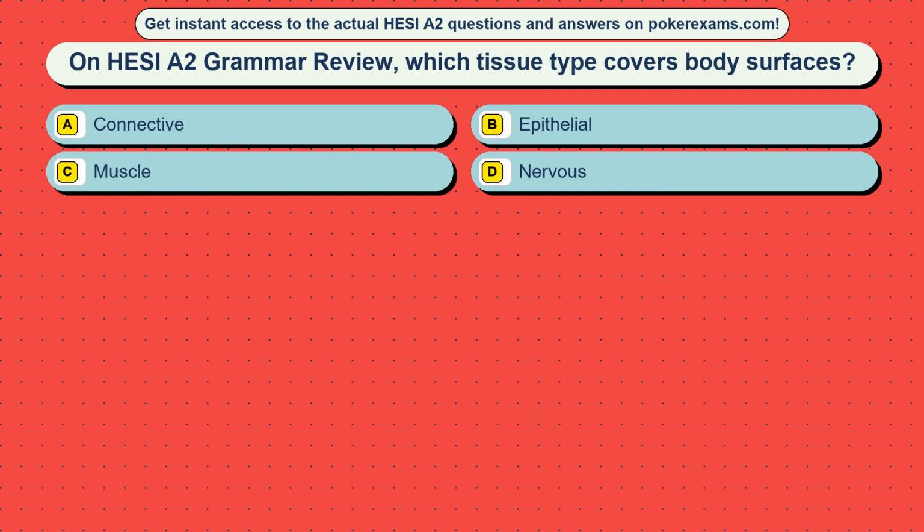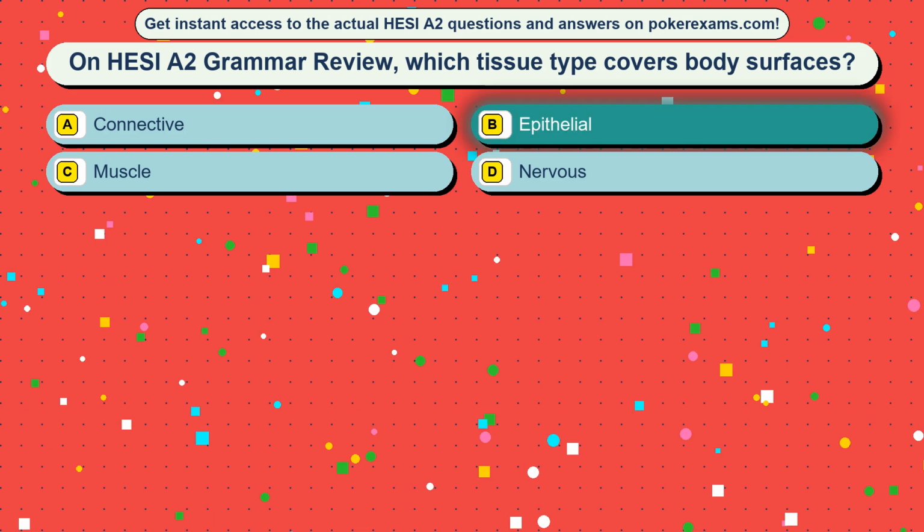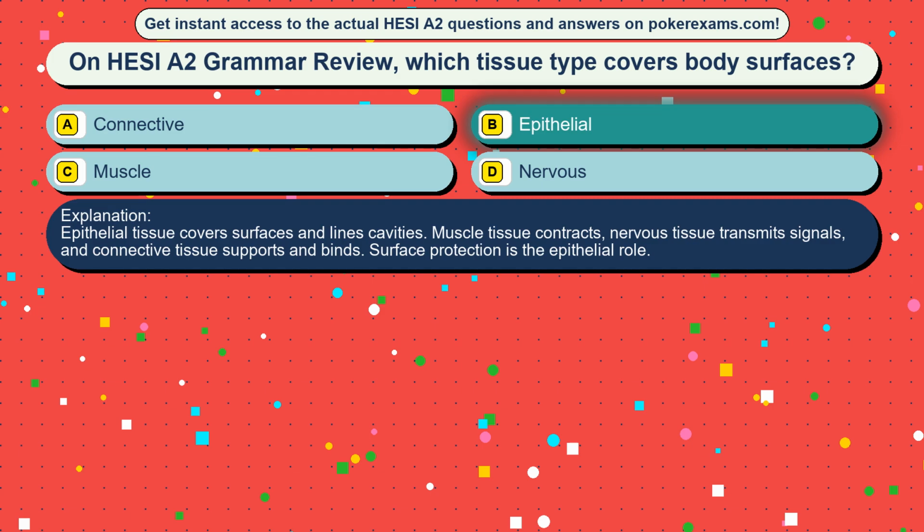Question 44. On HESI A2 Grammar Review, which tissue type covers body surfaces? Option A, connective. Option B, epithelial. Option C, muscle. Option D, nervous. The correct answer is option B, epithelial. Epithelial tissue covers surfaces and lines cavities. Muscle tissue contracts, nervous tissue transmits signals, and connective tissue supports and binds. Surface protection is the epithelial role.